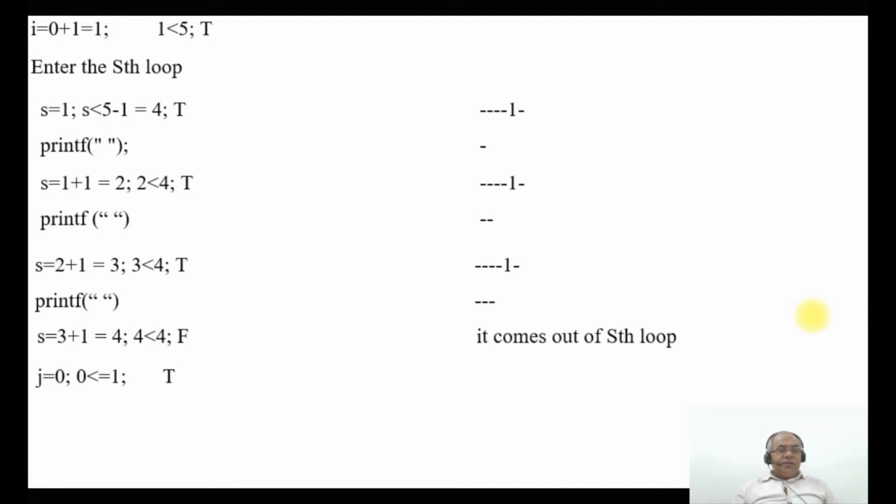Then J is equal to 0, is 0 less than or equal to 1, because J is less than or equal to I. What is the value of I now? The I value is 1, condition is true. Then if I is equal to 0 or J is equal to 0, the condition is true, and we need to print the value of C now. See, in this case the I value is 1 and the J value is 0. Since the value of J is 0, it prints the value of C is equal to 1.